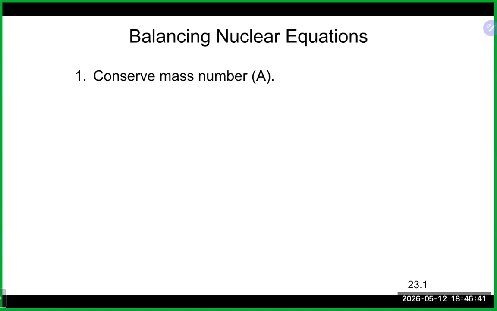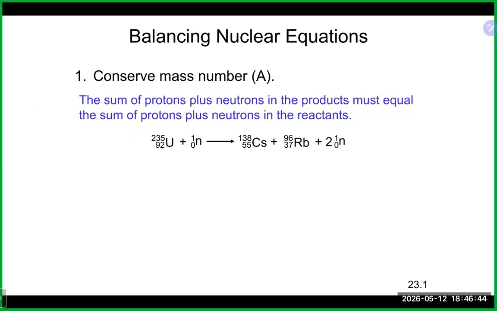So when we go to balance a nuclear equation, there's really 2 things that you basically have to make sure of. And that is when you add up all of the mass numbers on the left-hand side for everybody, in this case, you get 236. It needs to equal all the mass numbers on the right-hand side.